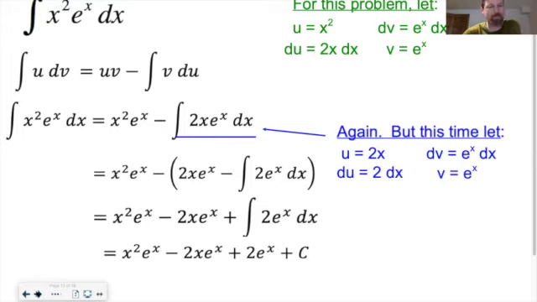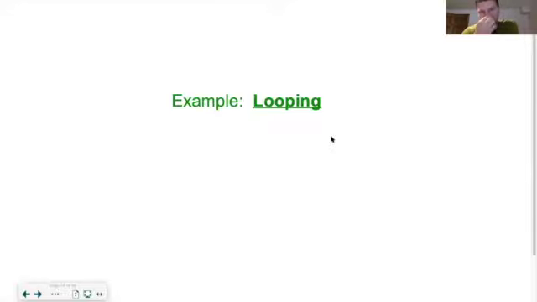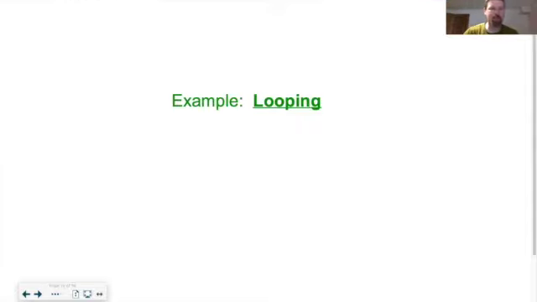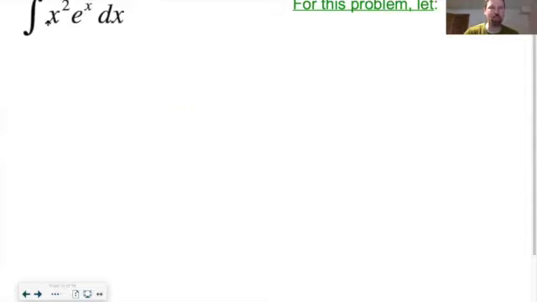All right, there's also an example called looping. And this one's going to be the weird one, but I find it the coolest. If I wanted to find this integral, e to the x times cosine of x dx, if I asked you to find your u, you might say, I've got a problem because it's not like the one before. Picking u being x squared will eventually make that u go away, right? Derivative, derivative, derivative. Eventually you can get that x to go away.